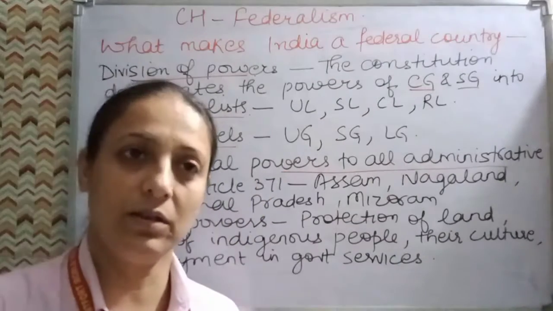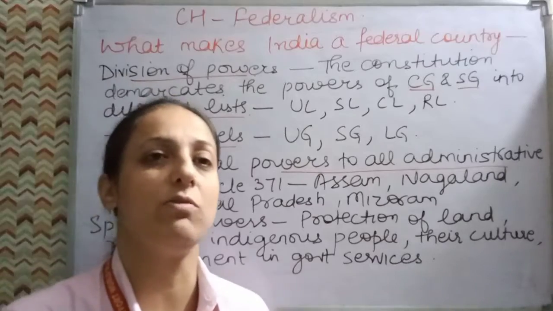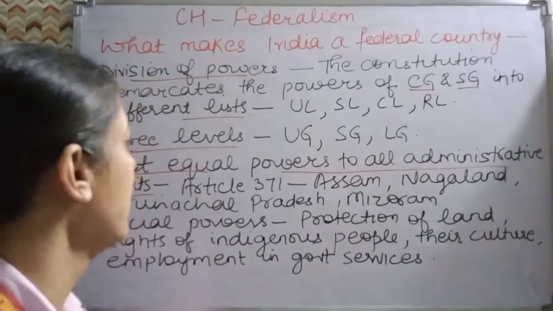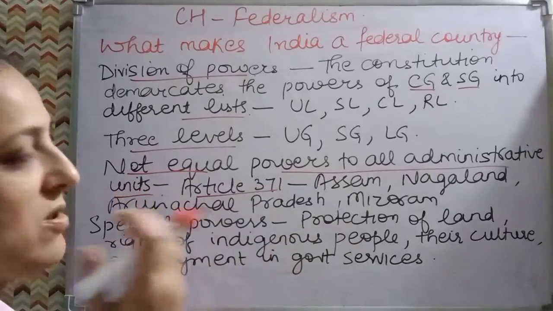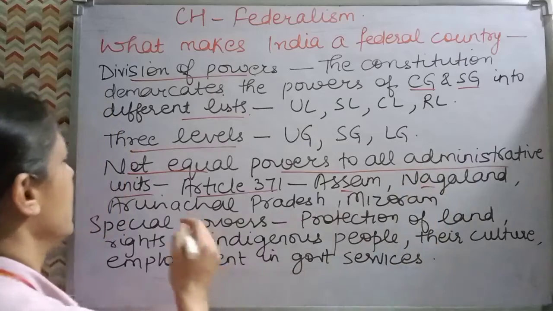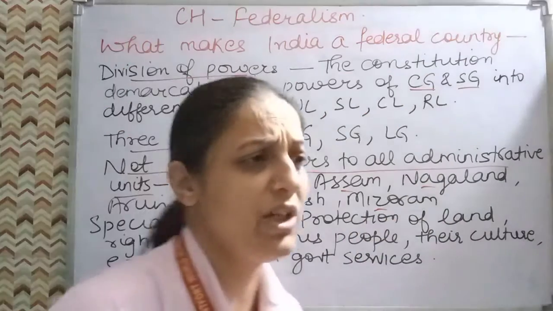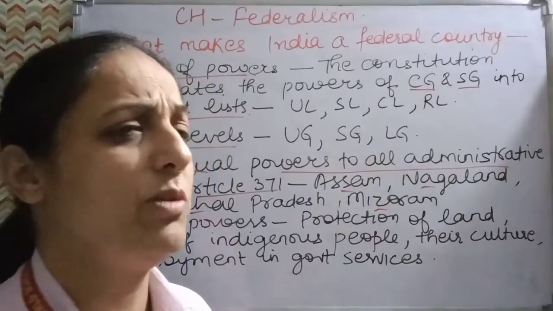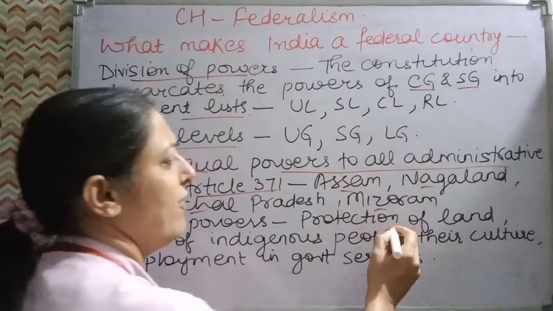But in August 2019, this Article 370 was abolished by the government. Now, Article 371 provides special status to some of the northeast states like Assam, Nagaland, Arunachal Pradesh and Mizoram. Because of their location and their culture, this special provision is given to these states. Like the protection of land will be there.